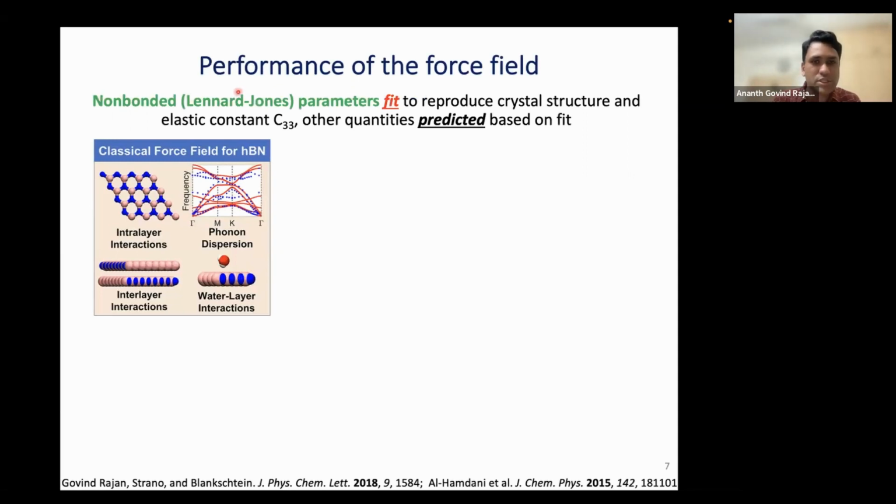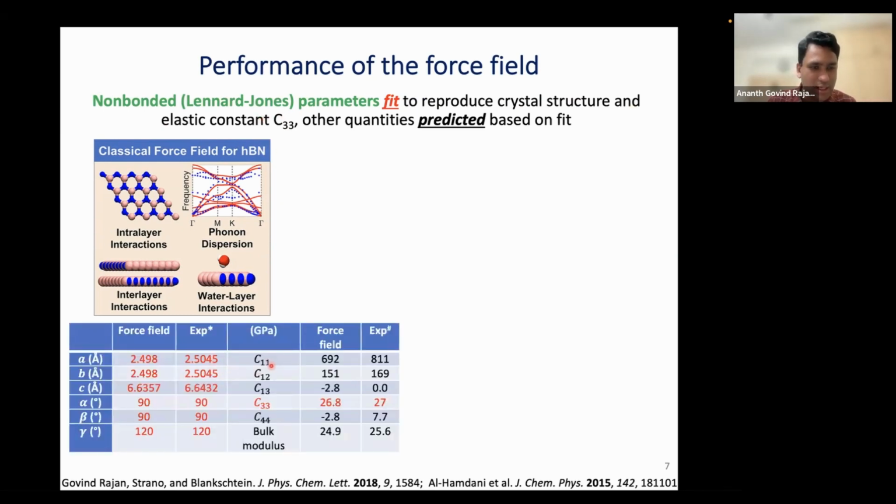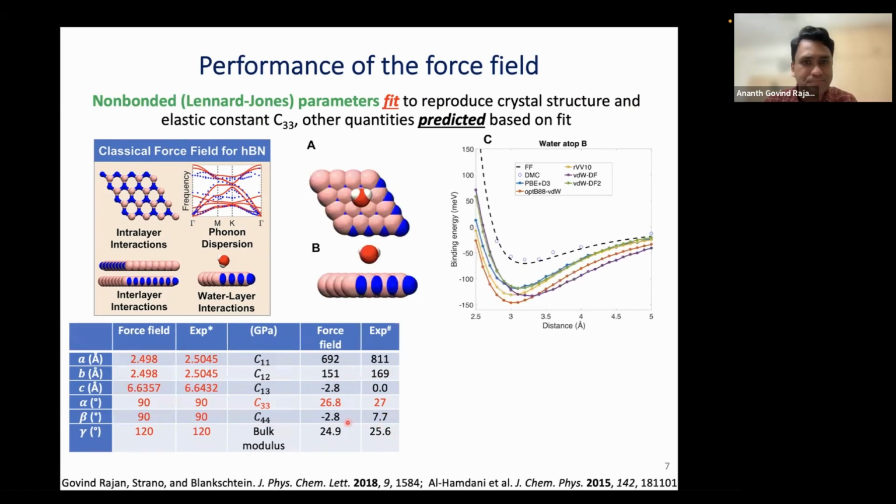So what we did was, the bonded parameters were obtained from ab initio MD, and the non-bonded Lennard-Jones parameters were fit to reproduce the crystal structure and the elastic constant C33. The other quantities, right, were predicted. So all these were fit, the ones shown in red, and the ones that were predicted are in reasonable agreement with each other, right?